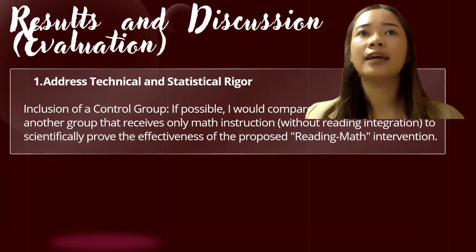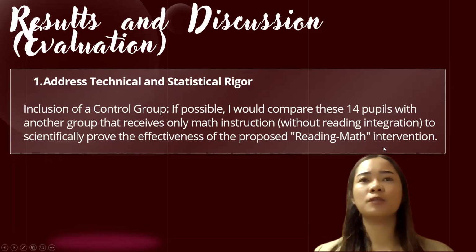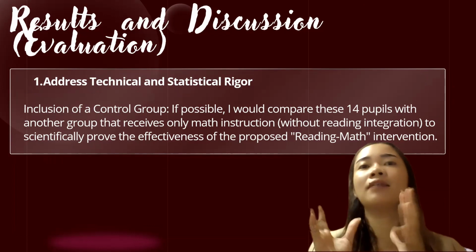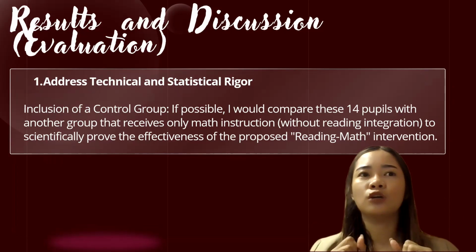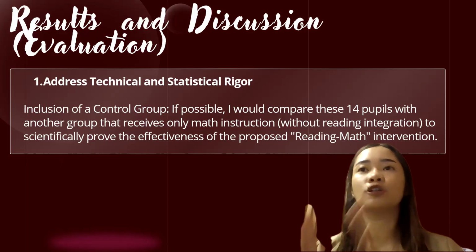Next, address technical and statistical rigor. Inclusion of a control group. If possible, I would compare these 14 pupils with another group that receives only math instruction without reading integration, to scientifically prove the effectiveness of the proposed reading-math intervention.